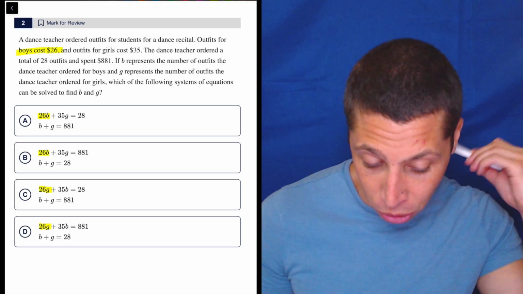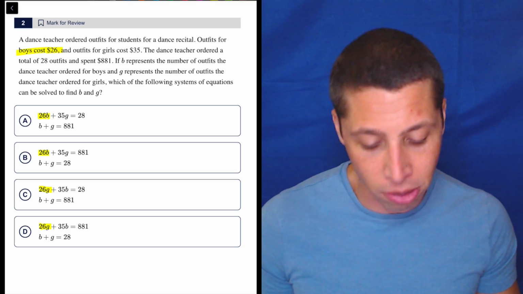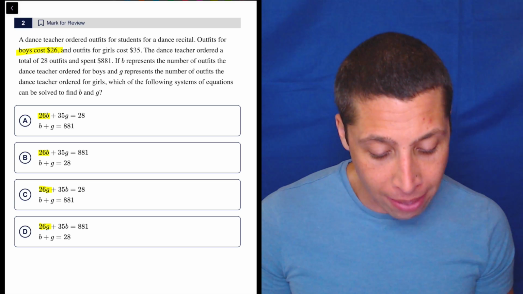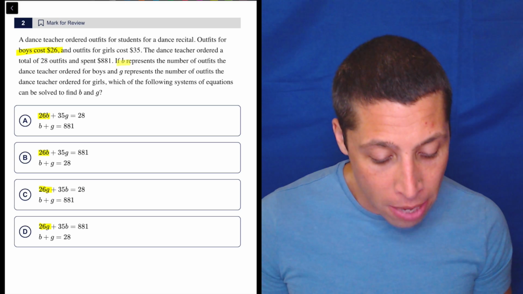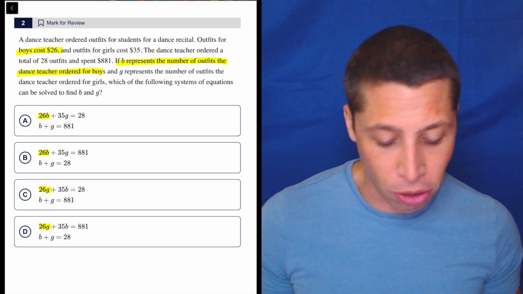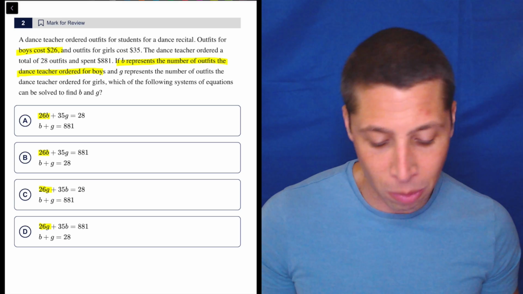A dance teacher ordered outfits for students for a dance recital. Outfits for boys cost $26 and outfits for girls cost $35. The dance teacher ordered a total of 28 outfits and spent $881. If B represents the number of outfits the dance teacher ordered for boys, and G represents the number of outfits the dance teacher ordered for girls, which of the following systems of equations can we solve to find B and G?